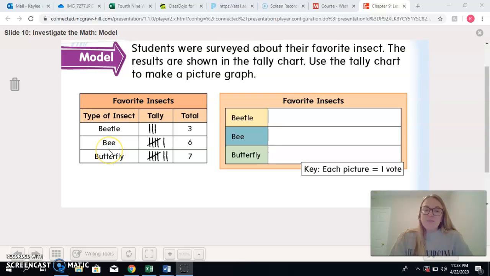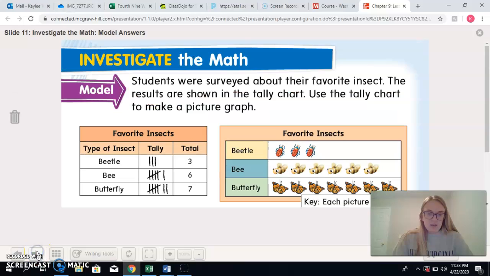So this next one says bee, and if I count all my tally marks, I would see that there are 6 in total of students who thought their favorite insects were bees. So I would come over to the bee column, and I would draw 6 bees. And here's butterfly. It looks like 7 students said their favorite insect is butterfly. So I would go over to butterfly, and I would draw 7 butterflies. I'll show you what that looks like.